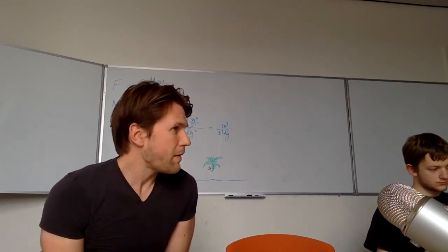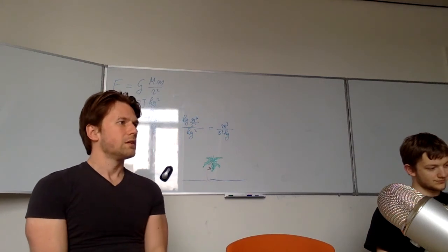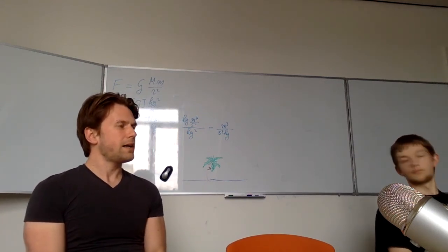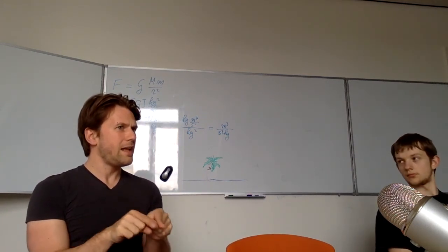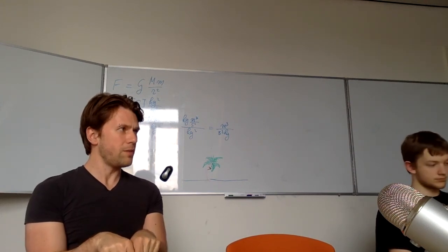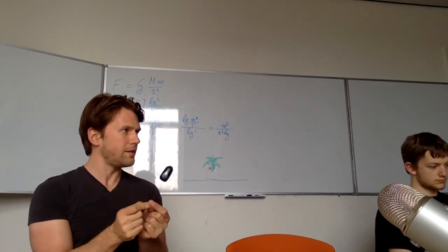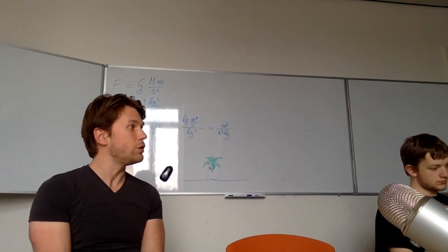So we now have a sort of a mathematical puzzle. How can you, by connecting G's and M's, both of which we know should be in there somewhere, make something that has a unit of a length?